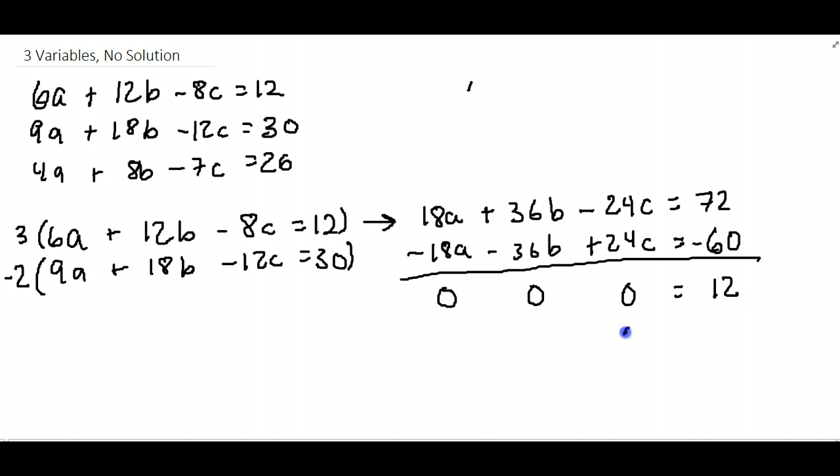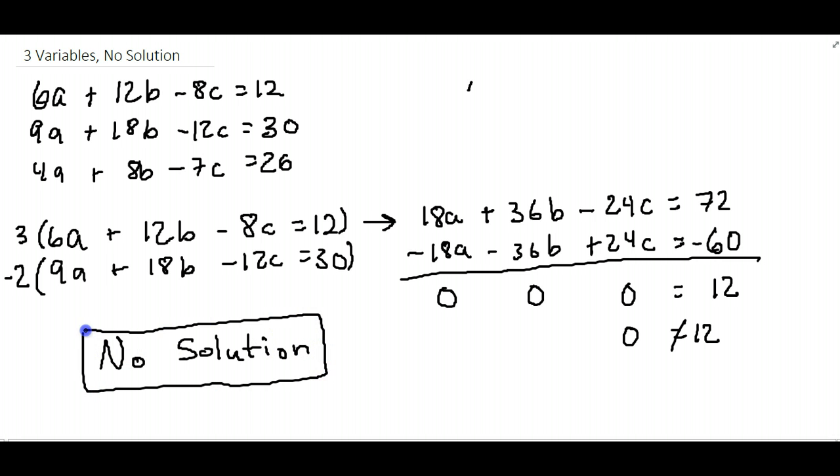So on the left we have 0 equals 12, which is not a true statement. So there are no solutions. We don't even need to continue on because we know that those three planes are not going to intersect. So this is a no solution because 0 does not equal 12.